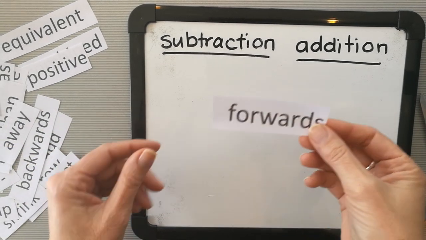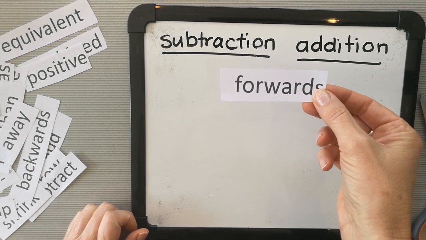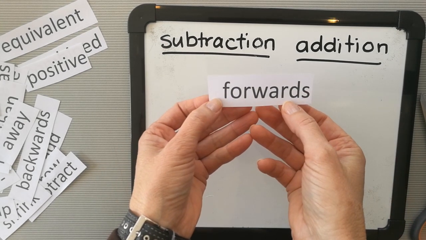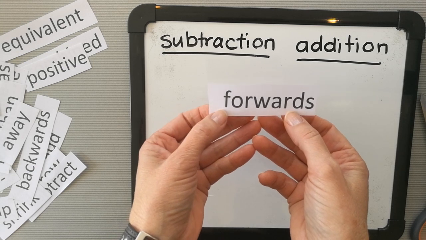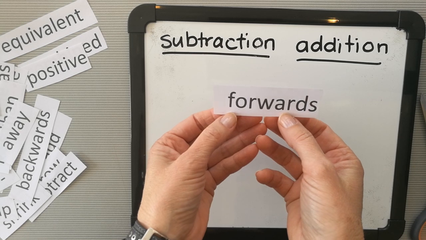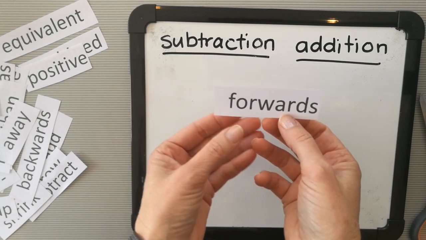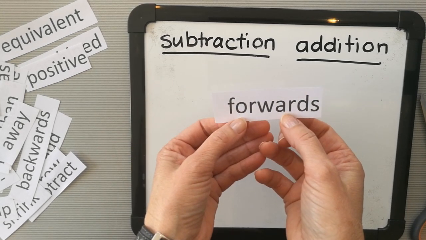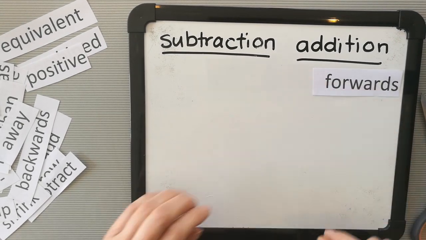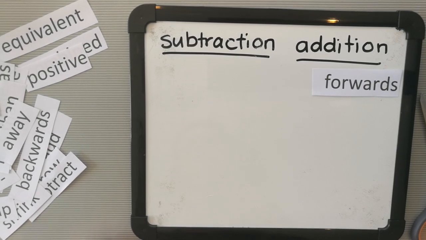So for example, where am I going to put this word? It says forwards. That's right. So that's opposite of backwards. So backwards would probably be subtraction. So forwards would be addition. That's right. So we could put that on that side of the board.